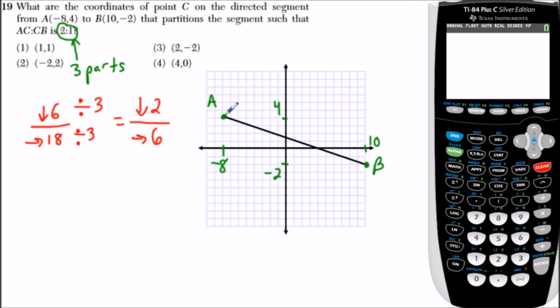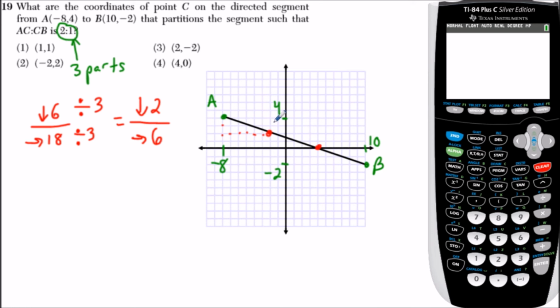So now I'm just going to follow that. I'm going to go down 2 units, and then over 1, 2, 3, 4, 5, 6. And then once again, down 2, over 1, 2, 3, 4, 5, 6. If I do it again, it's going to bring me to point B. But you see how it broke this line segment into 3 parts.